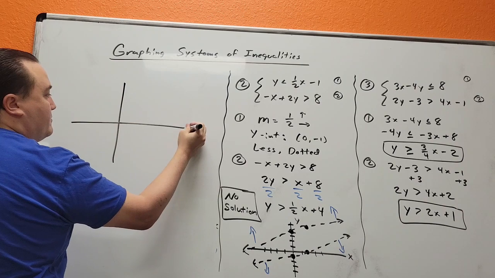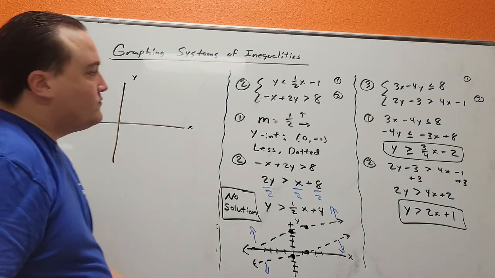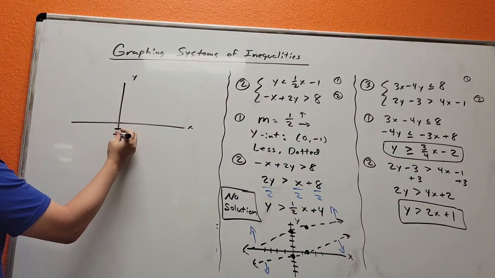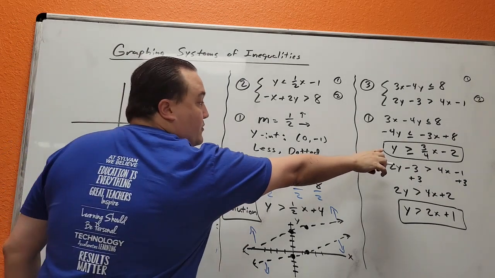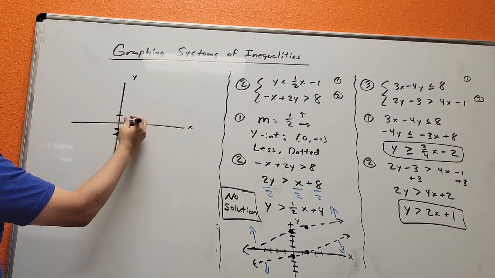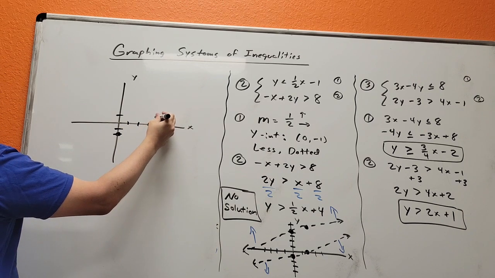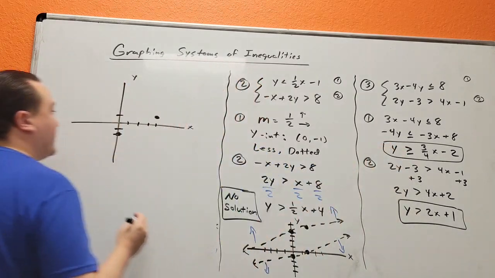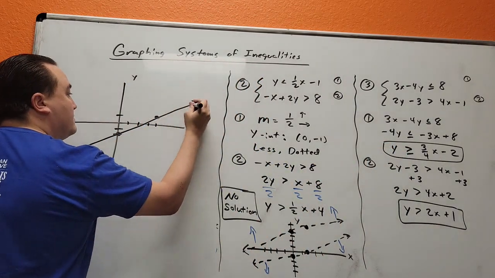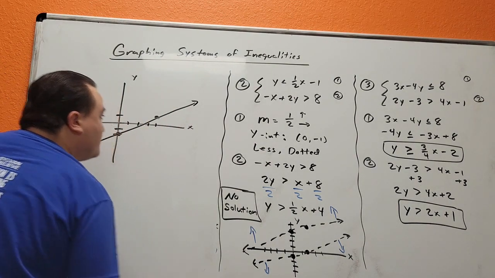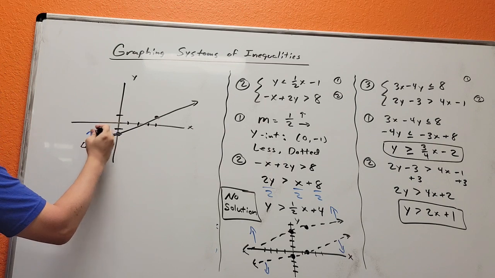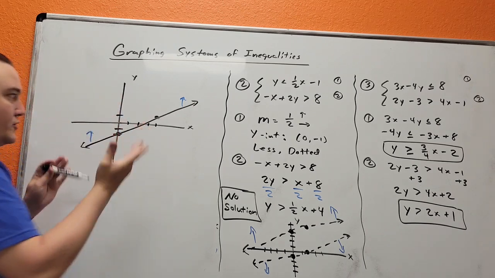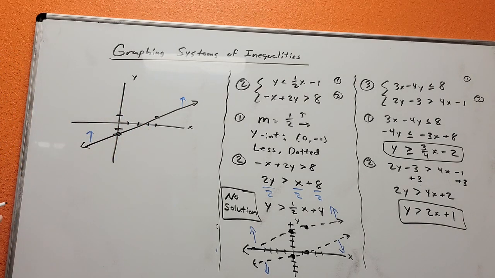So number 3 here. For this one, we start at negative 2. We go up 3 over 4. Since it is equal to, it's a solid line, and we're going to shade greater than. So we're shading above this line. Remember, greater than or less than, you always go straight up or straight down. You don't need to use test points or anything like that.